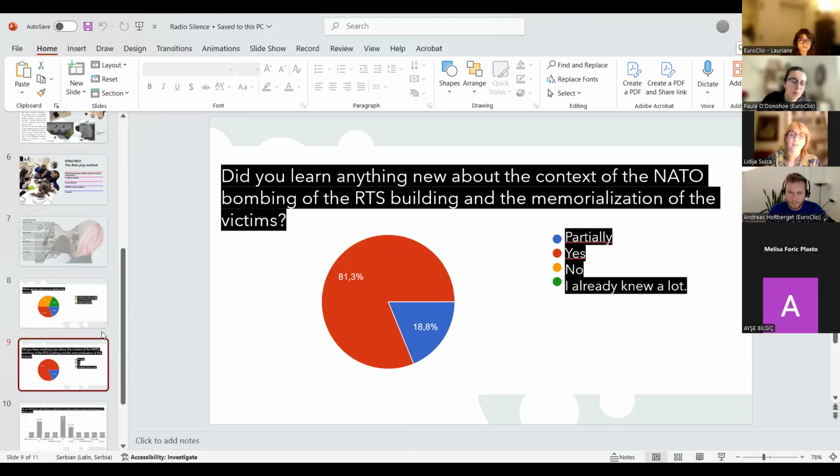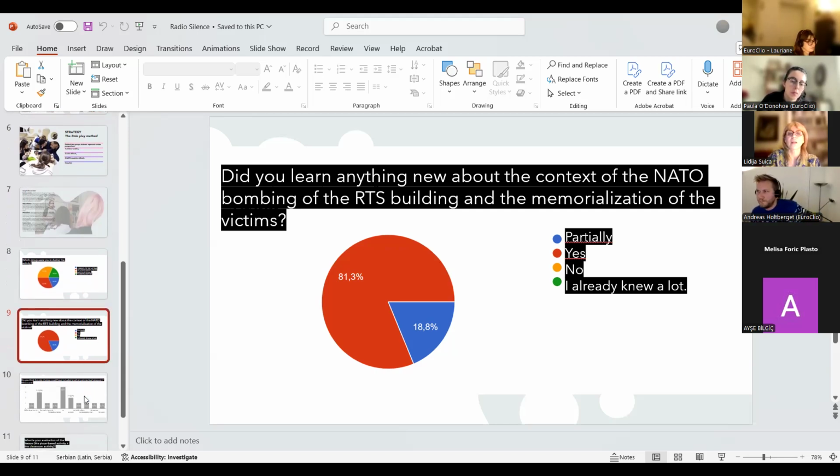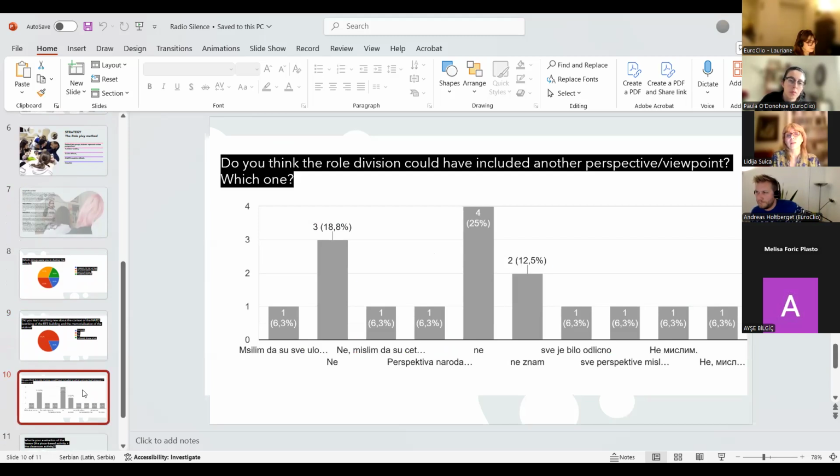I will not present the whole questionnaire, just a couple of slides that I find interesting. I also asked them, do you think that the role division could have included another perspective, viewpoints, which one? They said that the division was quite all right. They think everyone was actually incorporated.